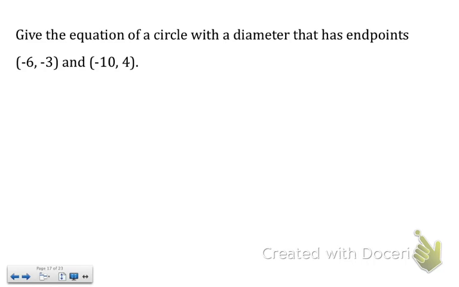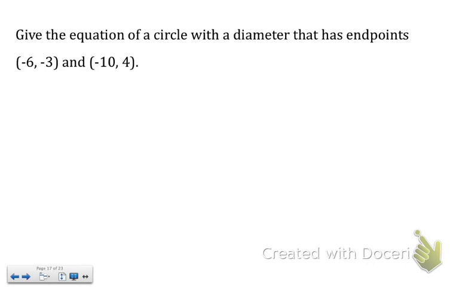When we ended class on Tuesday, we still had a couple examples left to work out in the circle section of our notes, so we're going to finish those first. Now, the problem where we left off says give the equation of a circle with a diameter that has endpoints (-6, -3) and (-10, 4).